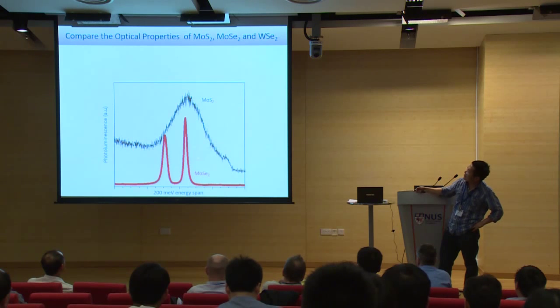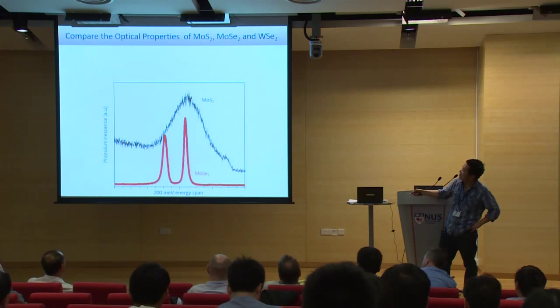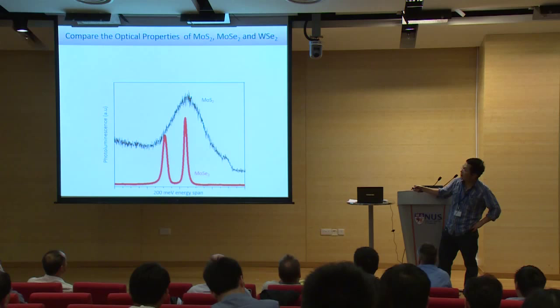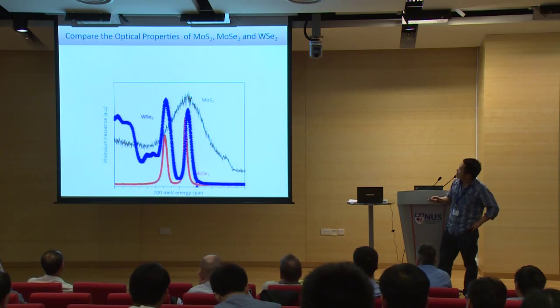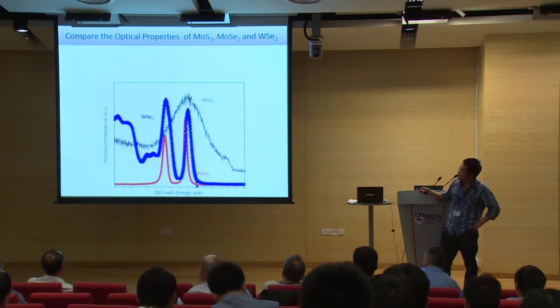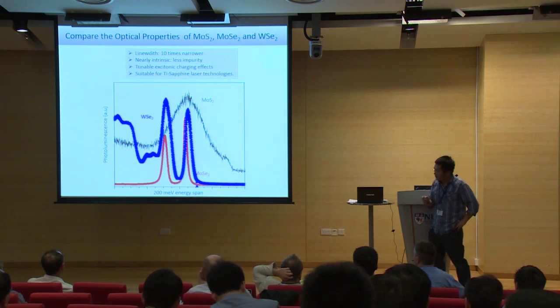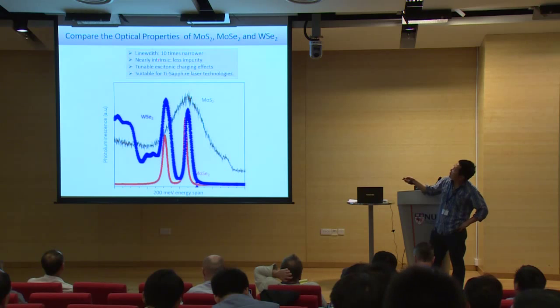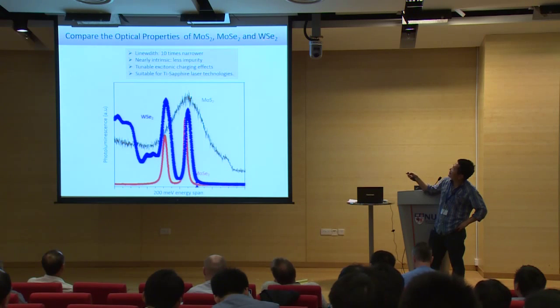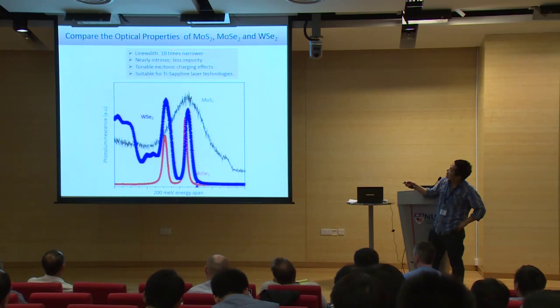First, for MoSe2, we can clearly resolve the neutral exciton and the charged exciton. They are pretty narrow. But for MoS2, the signal is not as strong and the peaks are much broader, actually 10 times broader. Then here, the blue curve I show you is tungsten selenide. Tungsten selenide is also narrow compared to MoS2. Here's a summary comparing the linewidth: for both MoSe2 and tungsten diselenide, the linewidth is about 10 times narrower.